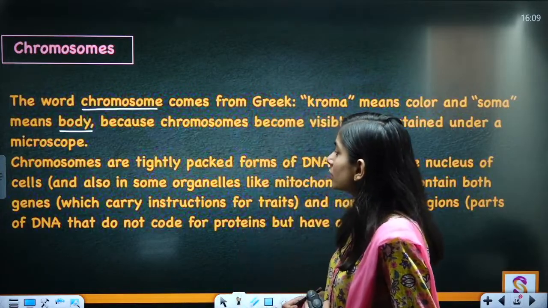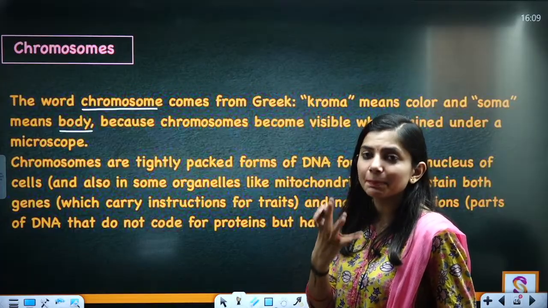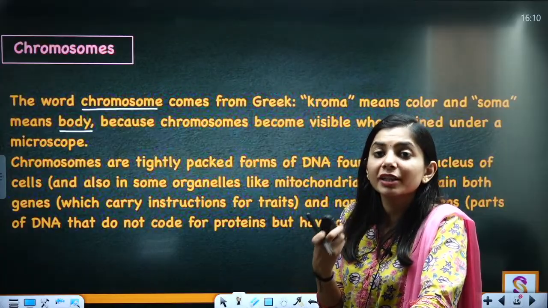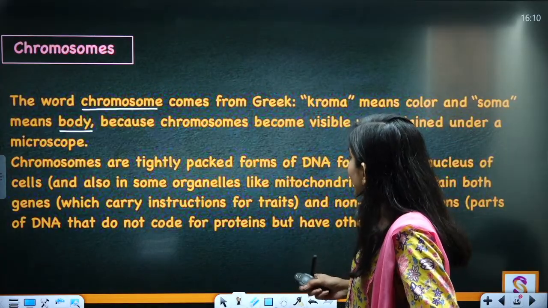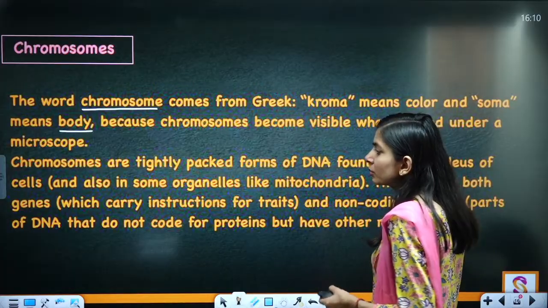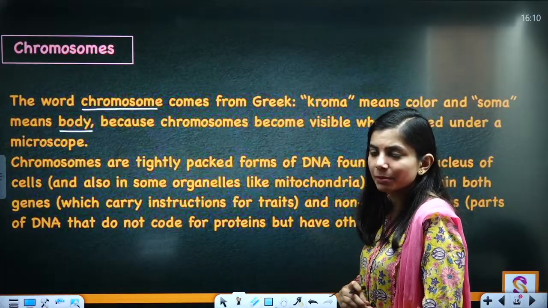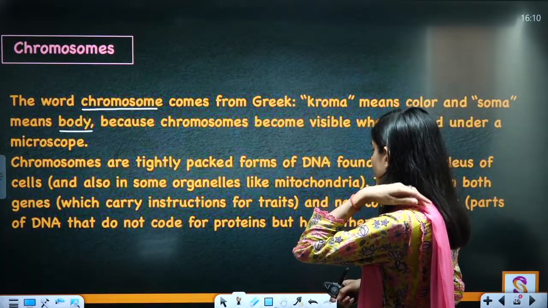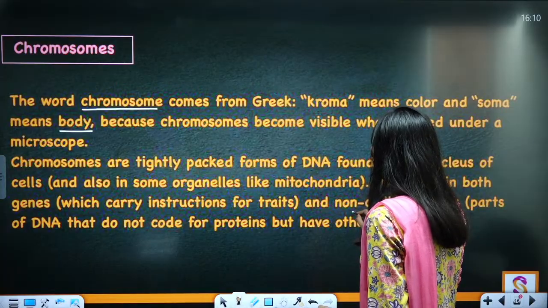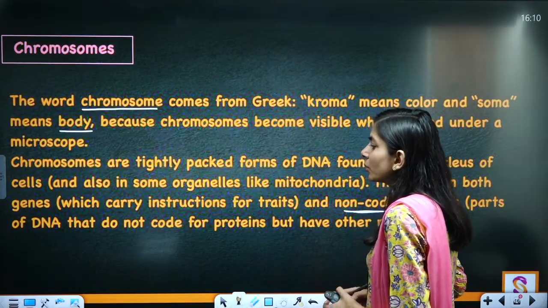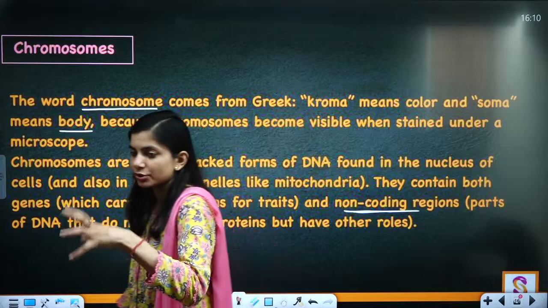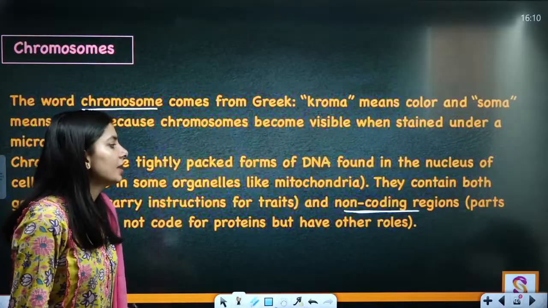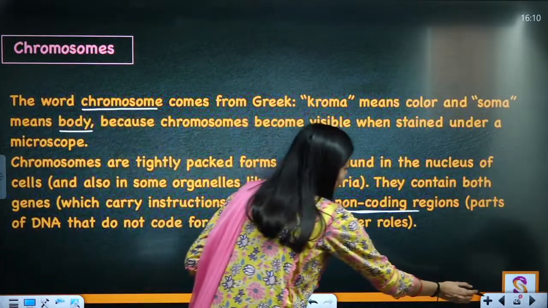Fine. Now chromosomes, what are they? They are tightly packed, and you know very well that the most condensed form of chromosome is called a chromatid. The tightly packed form of DNA is found in the nucleus of the cell. It contains both genes, which carry instructions for traits, as well as some non-coding regions. Non-coding means the part which is not coding for anything. How is it specified? Now let me give you the basic overview about it.